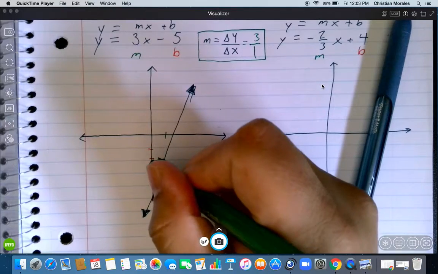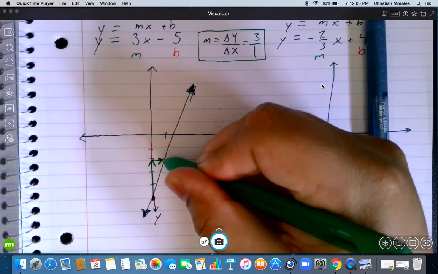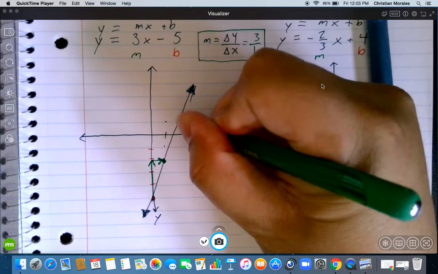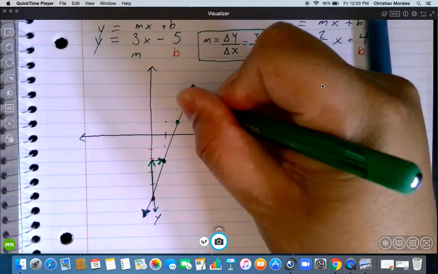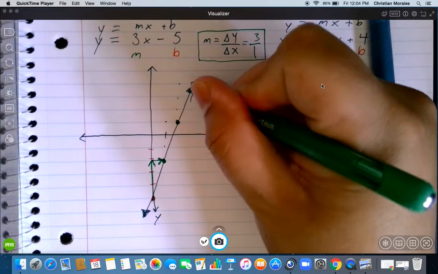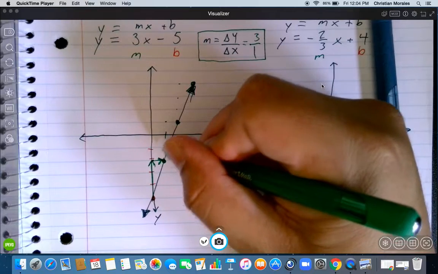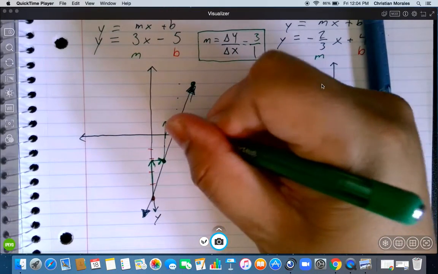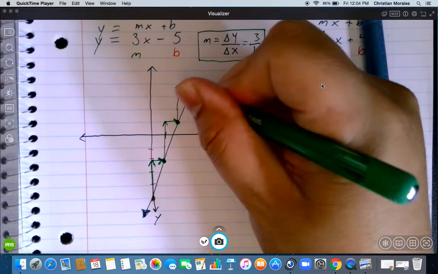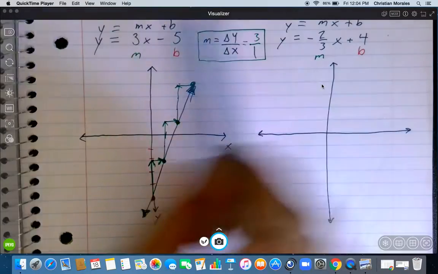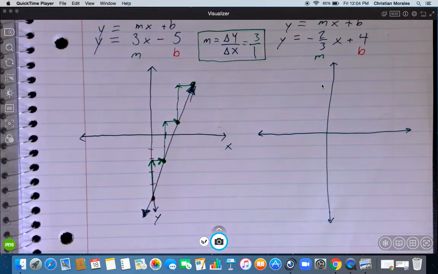If my slope is up 3 over 1, then I can keep counting by that amount. Up 3. 1, 2, 3 over 1. And your points will line up in a straight pattern. If you keep counting up 3 over 1, up 3 over 1, you'll get a straight line. It'll make it easier to draw a straight line if you don't have a ruler. So that's an option for you.